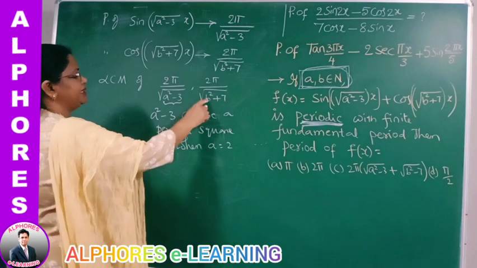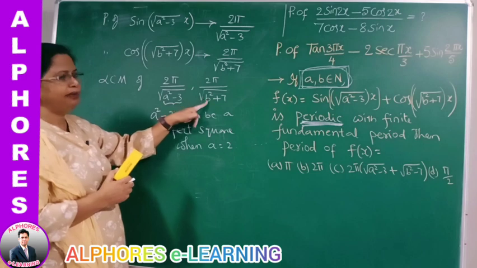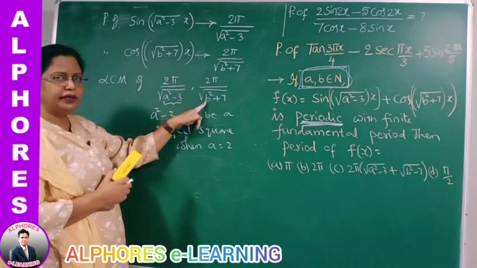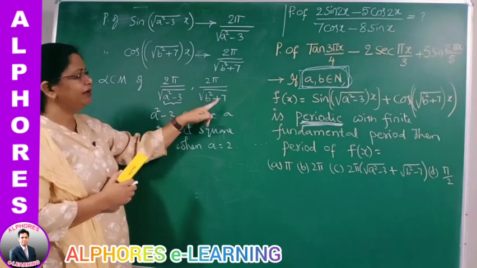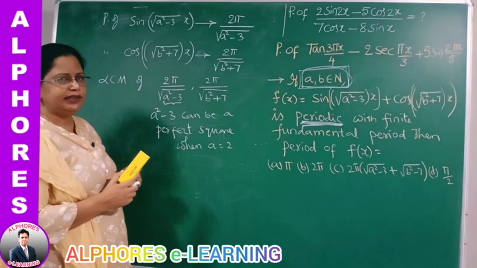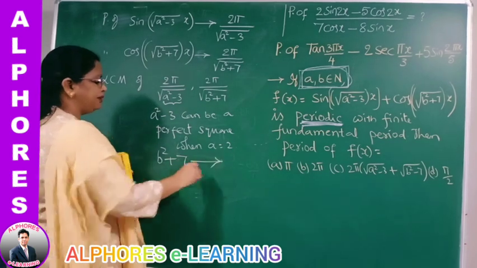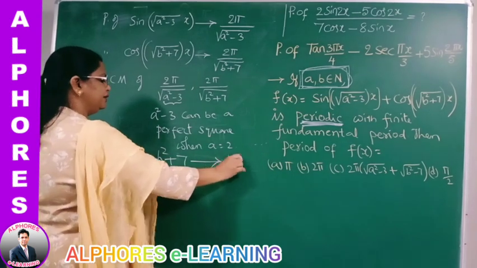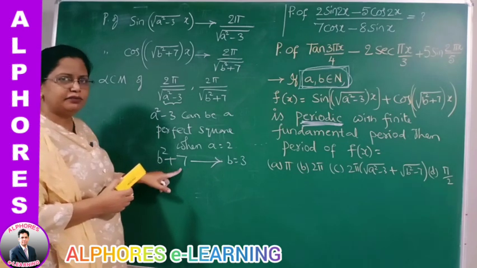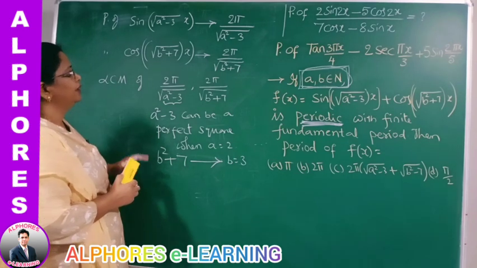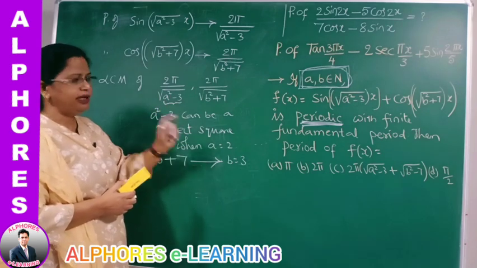And what about the next one? Which value can satisfy b square plus 7? If I put b as 1, then 7 plus 1 is 8, which is not a perfect square. For 2, it is 11. For 3, 9 plus 7 is 16, therefore it is a perfect square. In the same way, for b square plus 7 to be a perfect square, b must be 3. Then you get 9 plus 7, 16, and root of 16 is 4. Therefore, students, finally what are our values? We got a equal to 2 and b equal to 3.